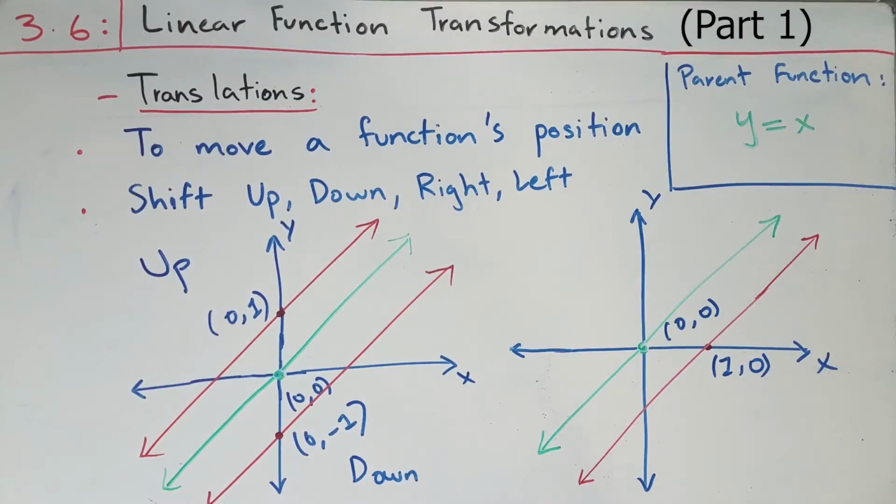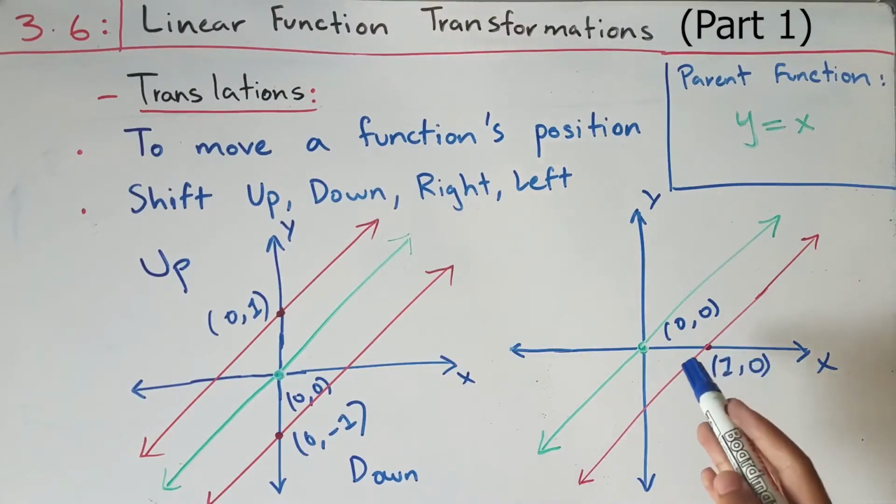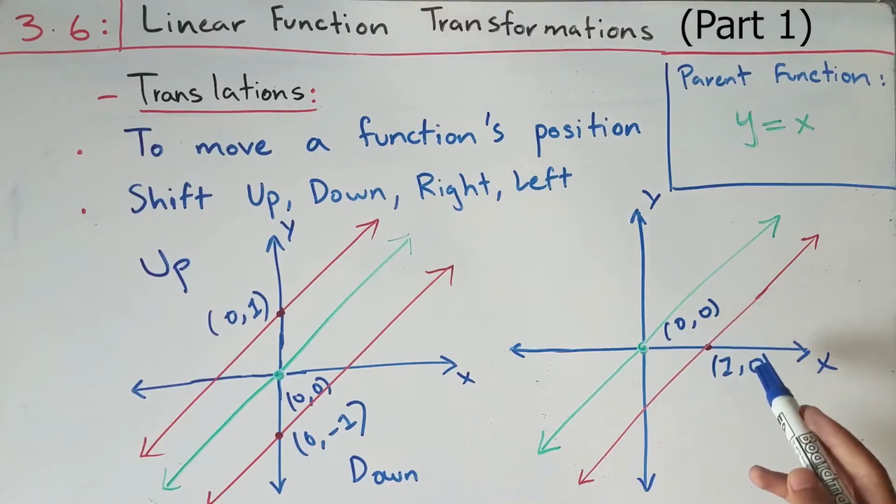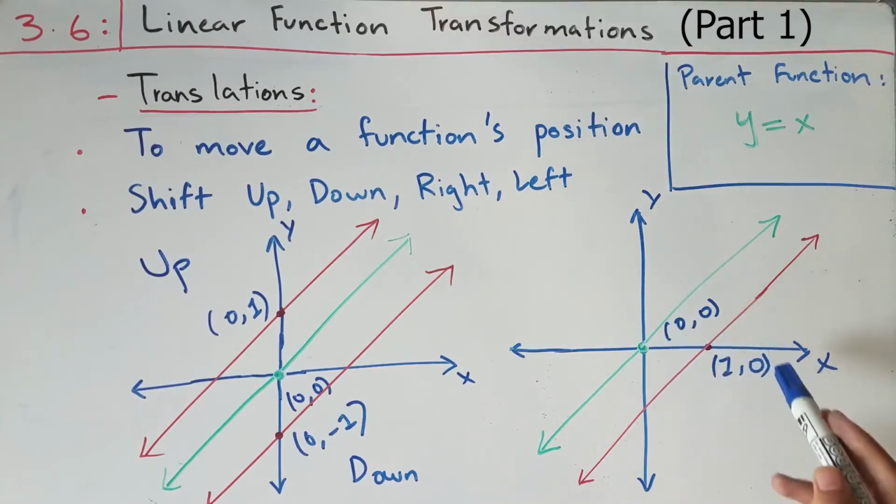In this translation towards the right, all my y values have remained the same, except all the x values have increased by 1. So we went from (0, 0) to (1, 0), but our y value is still the same, which is 0. So this is a horizontal shift to the right by 1 unit.